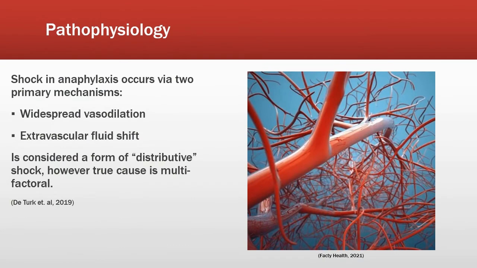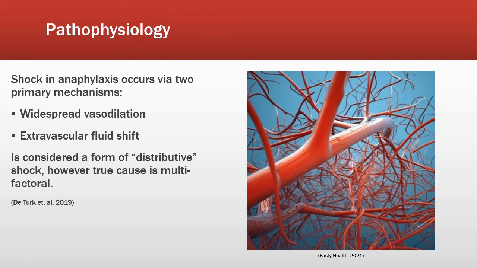Shock in anaphylaxis occurs via two primary mechanisms, right? Histamine promotes widespread vasodilation, both on the arterial side of the circulation and on the venous side, the post-capillary side. And we also see an extravascular fluid shift through more porous capillaries into the interstitium. That's where we'll start to see our edema and things like that.